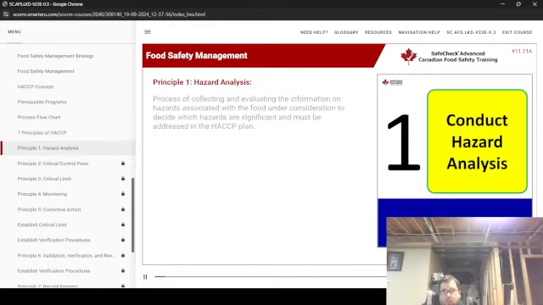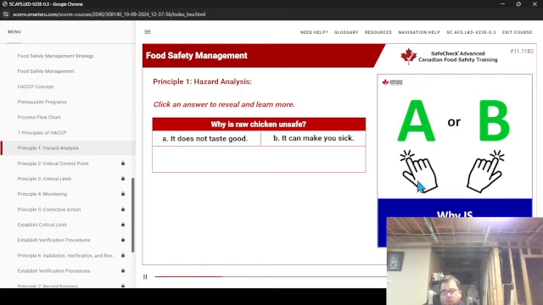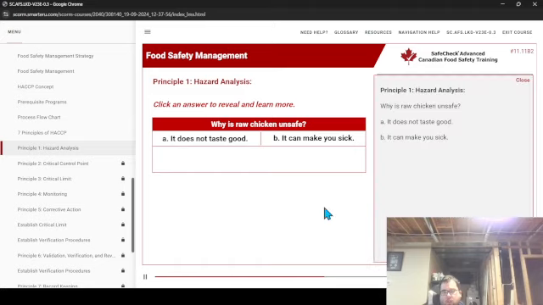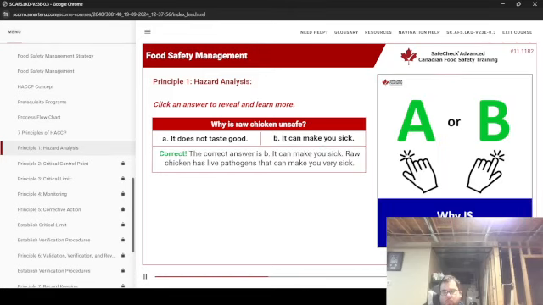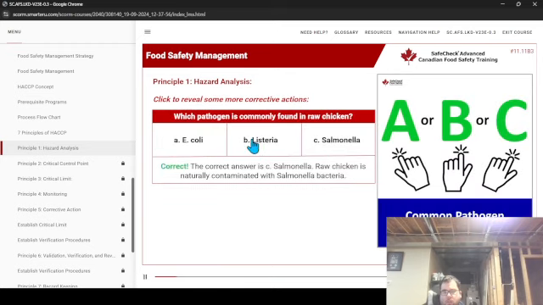The first principle is to conduct a hazard analysis. We shall now look at a simple example of chicken. Why is raw chicken unsafe? A. It does not taste good. B. It can make you sick. The correct answer is B. It can make you sick. Which pathogen is caused? The correct answer is C.